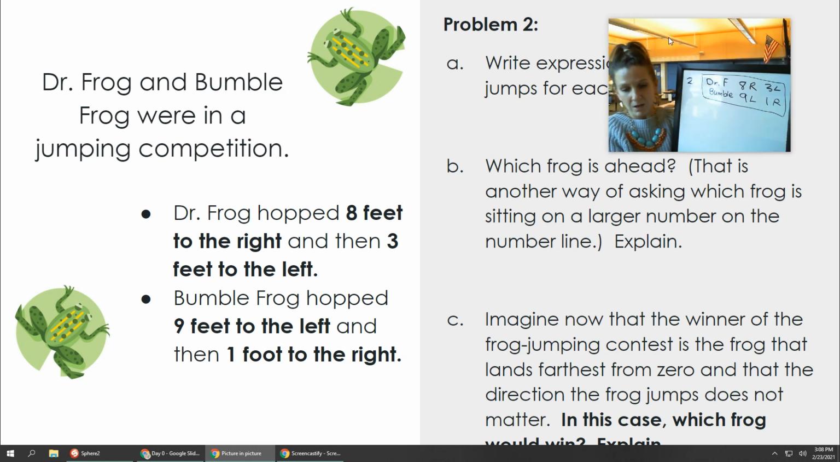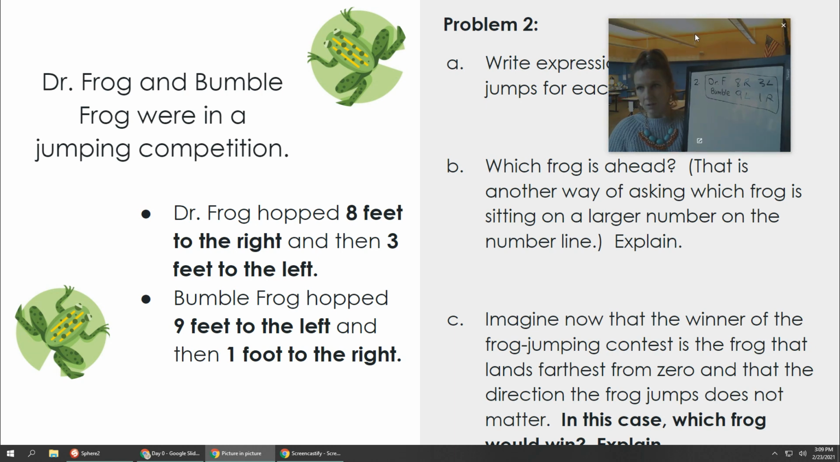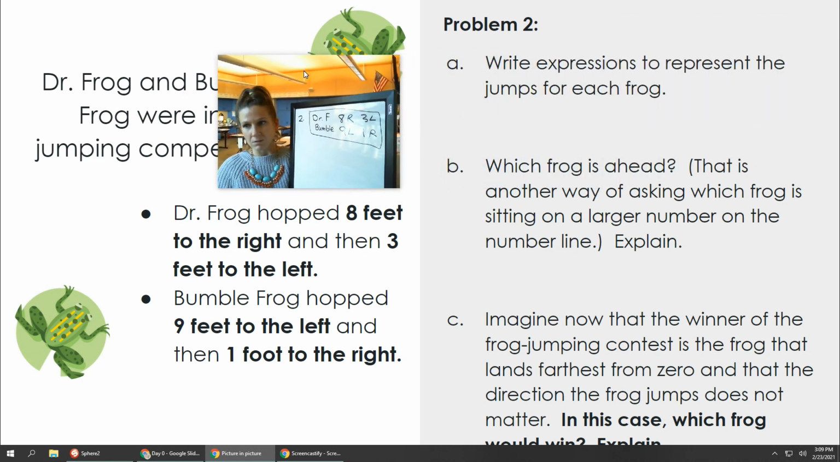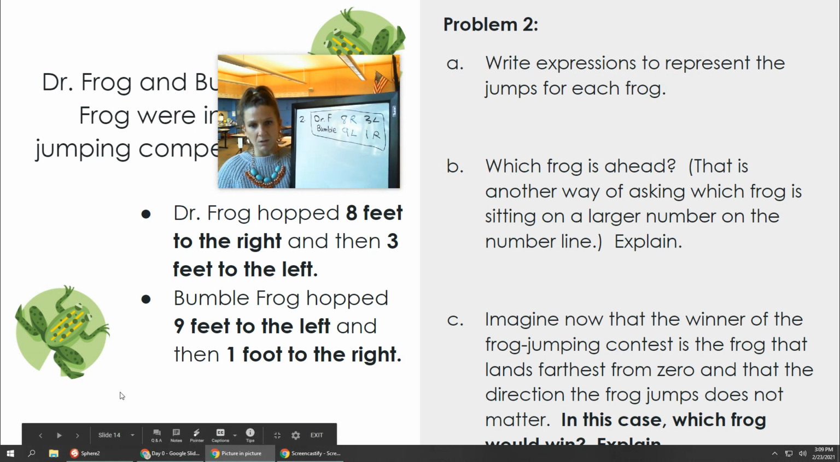So that's my information that I want to draw from. Okay, so now let's think about, oh, you know what? We forgot to do the last part of the other question. Okay, we'll come back to it.